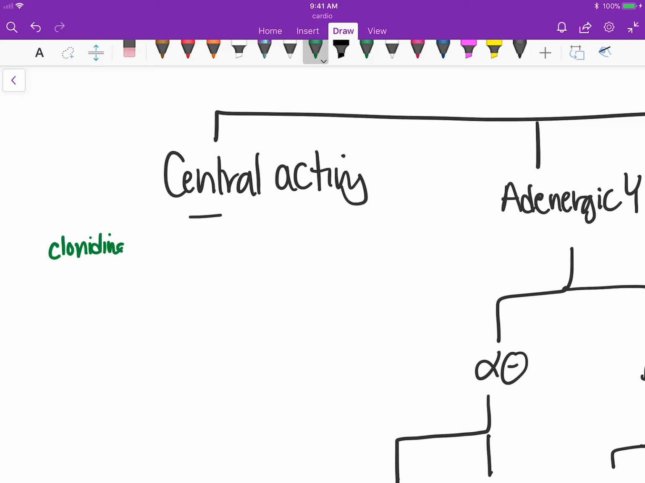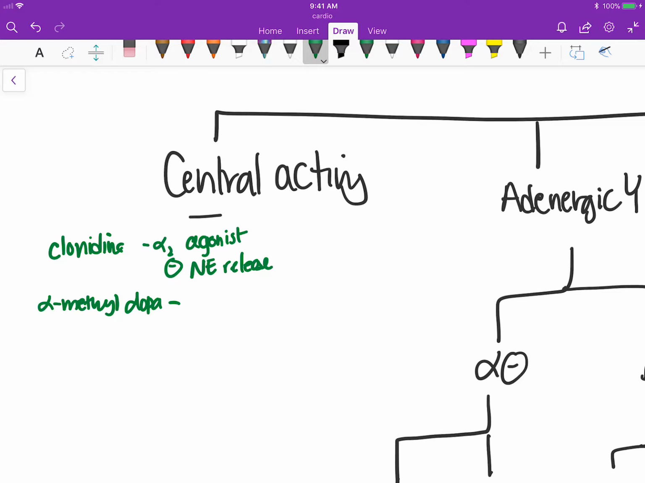clonidine, which is basically an alpha 2 agonist. Remember, alpha 2 are receptors that block norepinephrine release. So that's what that is, norepinephrine release. They block that. And then you also have alpha methyl dopa.